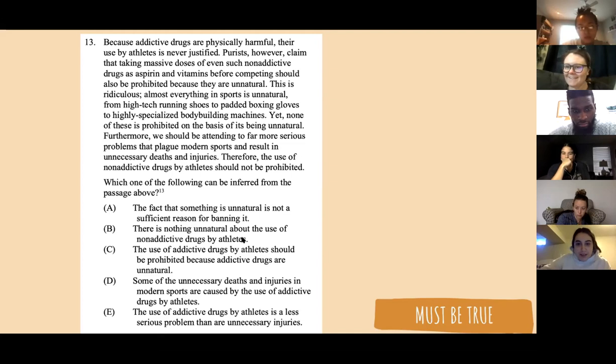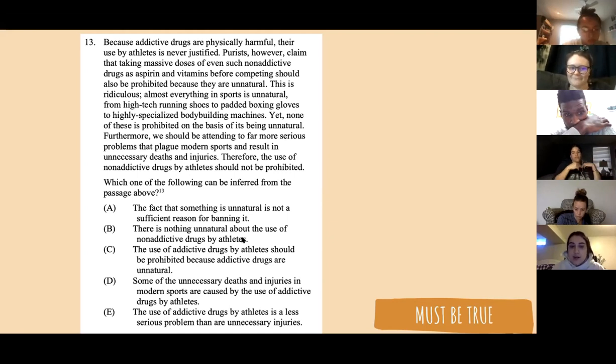Awesome. So what's going on there? That's a lot. So basically the author talks about how addictive drugs are harmful and never justified. But then purists are saying even things that are non-addictive shouldn't be allowed just because they're unnatural. So then the author goes on like that's ridiculous because everything in sports is unnatural, and that we shouldn't even be focusing on that because there are more serious problems going on with sports in terms of unnecessary deaths and injuries. And then they conclude that non-addictive drugs by athletes should not be prohibited.